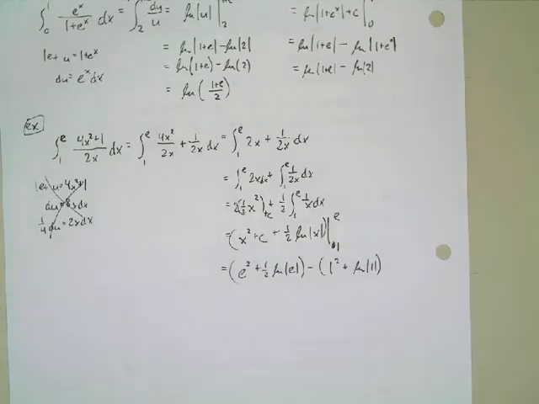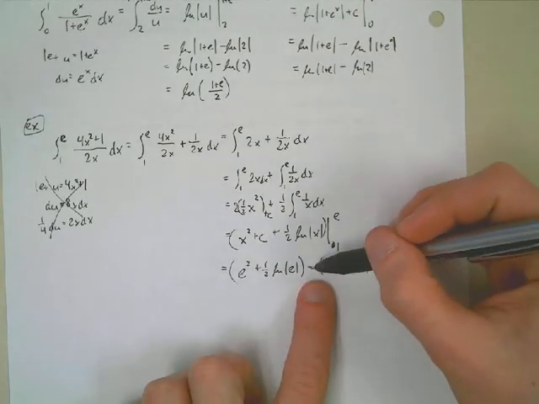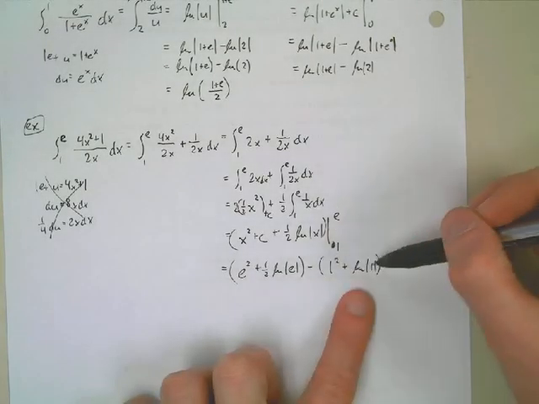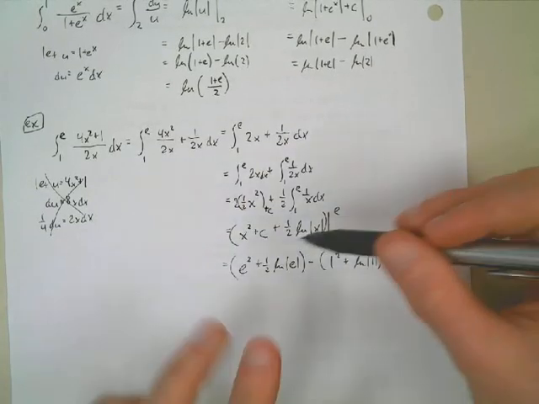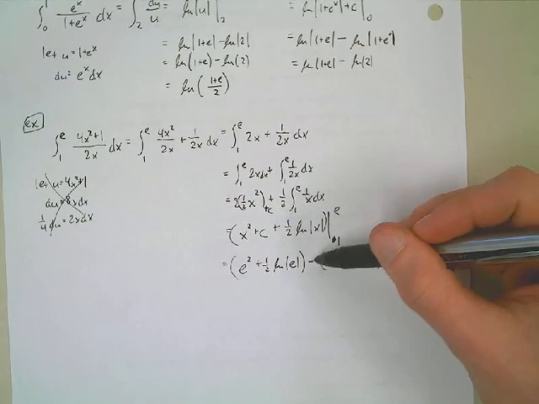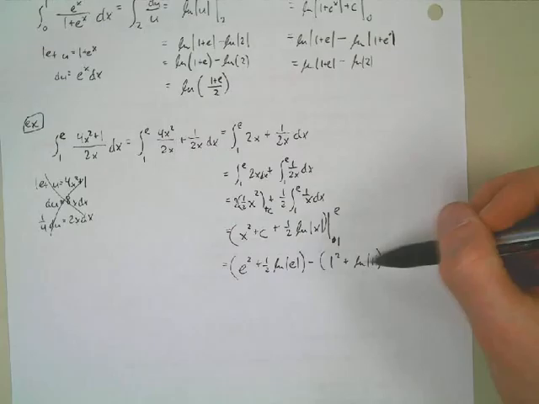Remember, when you're subtracting, when you're doing your upper limit minus your lower limit, put parentheses around your upper limit and your lower limit. This minus sign distributes to the pieces there, okay? That's why it's so important.